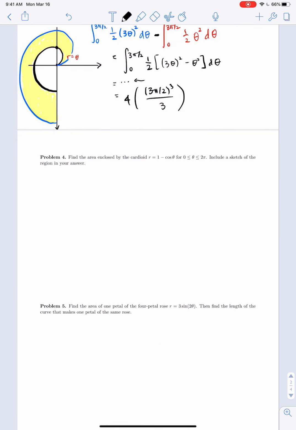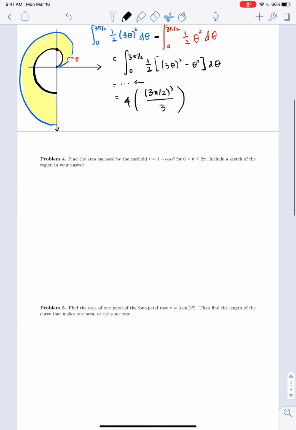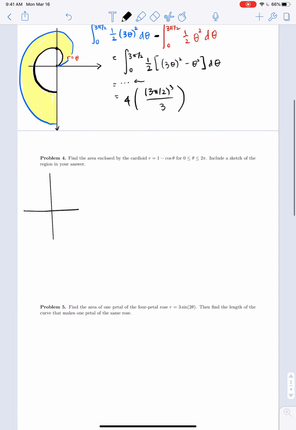Okay, so problem 4 is very, very similar, except we're looking at a family of curves that we haven't talked about yet. They're called cardioids. Again, all you have to do is plot some theta and r values to get an idea of what this looks like. But this particular cardioid ends up kind of looking like a pumpkin, like that. It should be symmetric with respect to the x-axis, but forgive me.